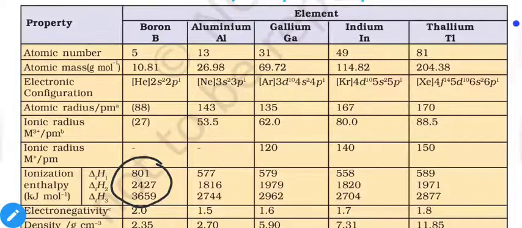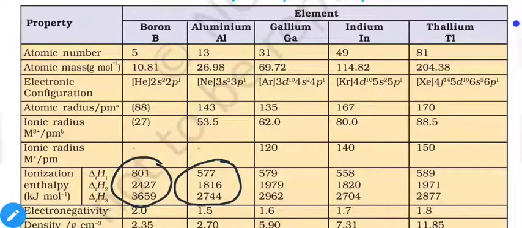But if we compare the ionization enthalpy of aluminium, as we can see, it is considerably lower than boron, and that's why aluminium is able to release electrons and form a +3 ion. Then as we move from top to bottom, the usual behavior of a group should be a decrease in ionization enthalpy, because as we move down, the size of the atom increases, and that's why removal of an electron becomes easy.